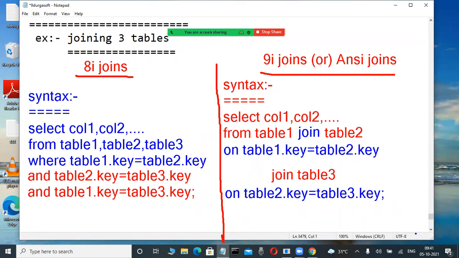This syntax is totally different. ANSI 8A and 9A joins. That's why for anybody working in MySQL, SQL Server, DB2, Sybase, more than 2 tables are difficult.